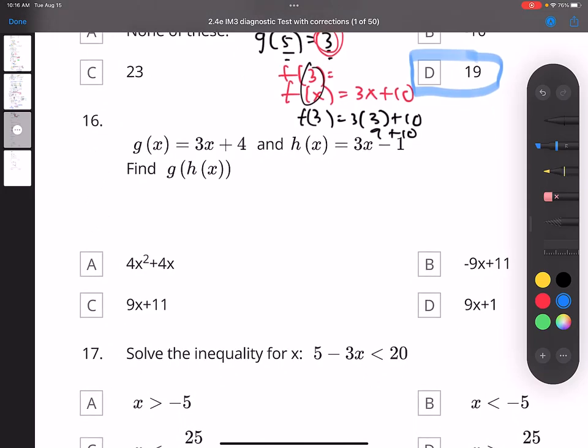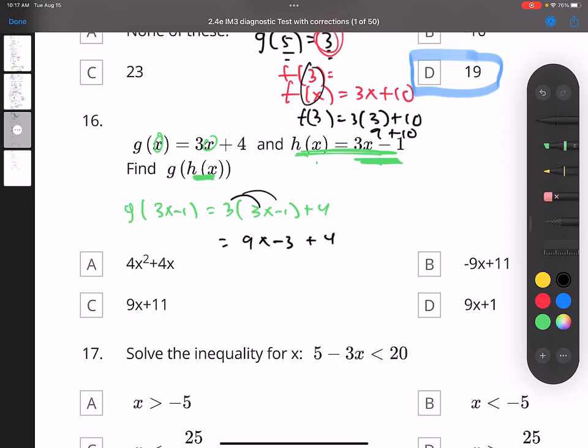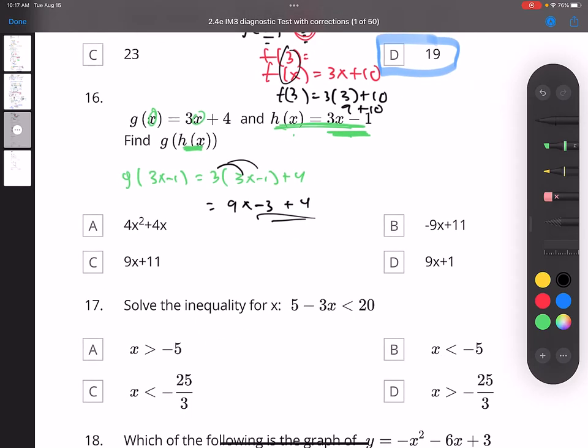Okay, number 16. I'm going to put H. More importantly, this part, for every x value, we're going to put into the g part. So we're putting in here 3x minus 1: 3 times (3x minus 1) plus 4, and we're just going to distribute. 9x minus 3 plus 4. Combine like terms, you're going to get 9x plus 1, choice D.